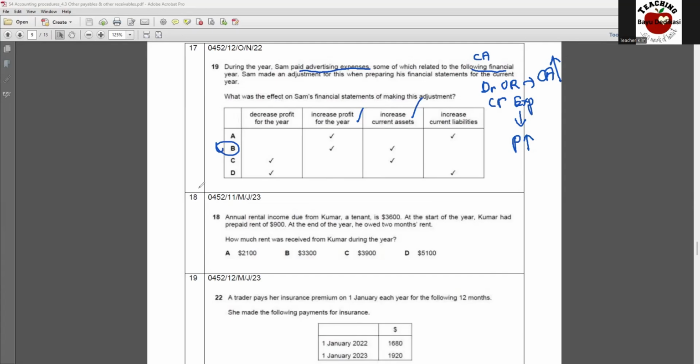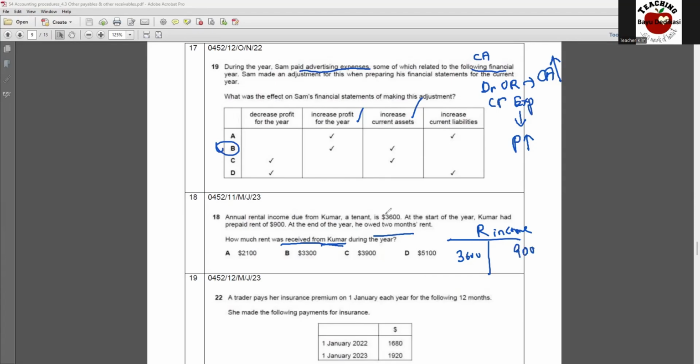Question 18. Annual rent income due from Kumar, a tenant, 3,006. At the start, Kumar has prepaid rent 900. So this one was received from Kumar. This is a rent income account. This one, annual, means profit or loss. This is a profit or loss amount. At start, Kumar had prepaid. Prepaid rent is a liability. So 900 sitting in here.